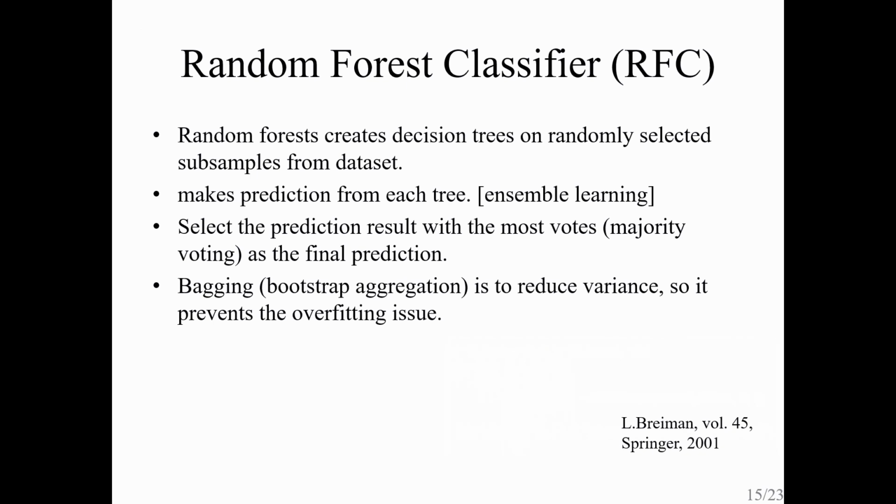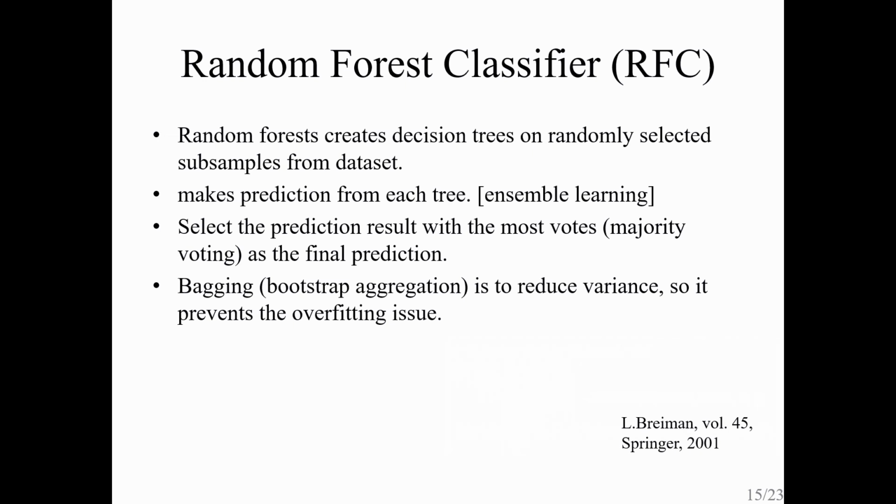Our second classifier is a random forest classifier. This approach creates small decision trees on randomly selected subsamples from our main data set, which is our feature data set, not image data set. In this case, in feature data set.